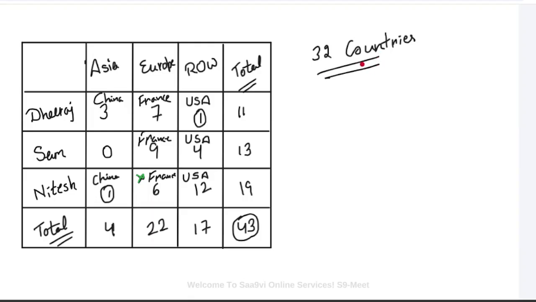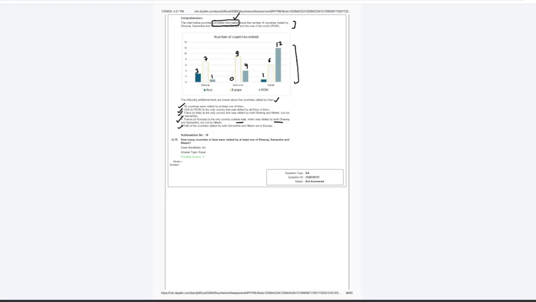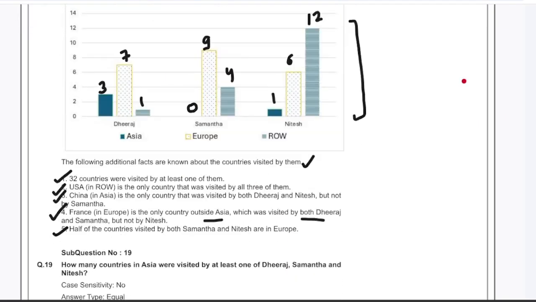That means there are countries which are being visited multiple times. Of course, first example, we have USA. Second example, we have China. Third example, we have France. There's no other country name given to us. But yes, there are more countries, that's for sure. Let's start solving the question straight away. The first question we have, if I'm sitting in the CAT exam, I'll do the first question straight away. How many countries in Asia were visited by at least one of Dheeraj, Samantha, and Nitesh? So, how many countries are there at least?